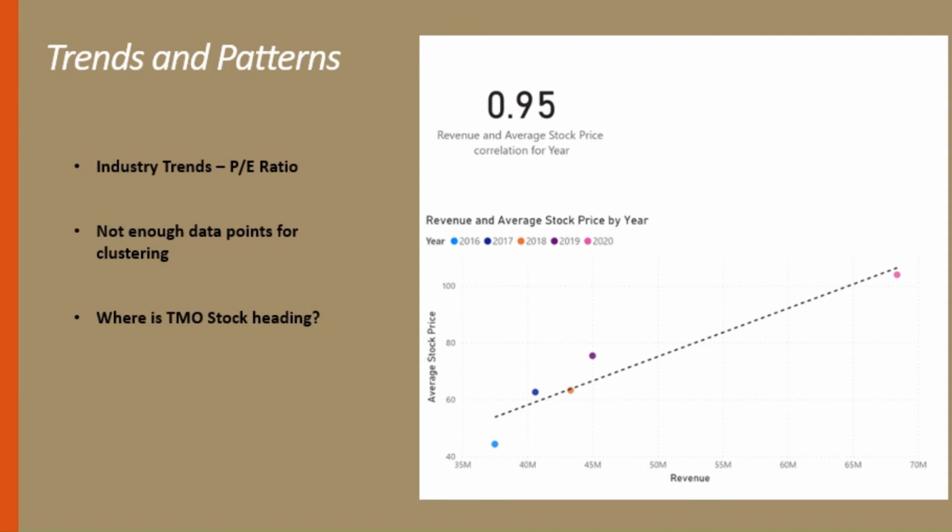Therefore, T-Mobile investors are going to spend a little more on T-Mobile stock in comparison to Verizon and AT&T stock. However, they're putting a heavier value on the company, and they're getting that from a few different variables. So there's not enough data points for us to do any sort of clustering.